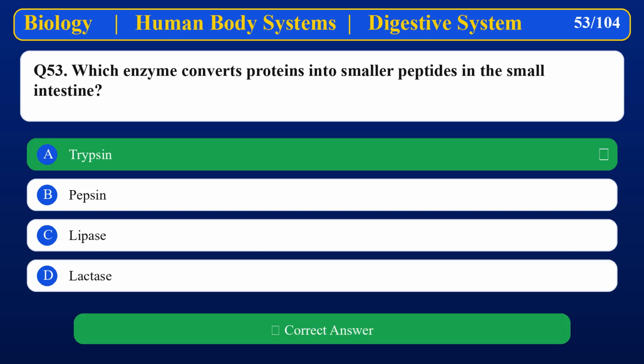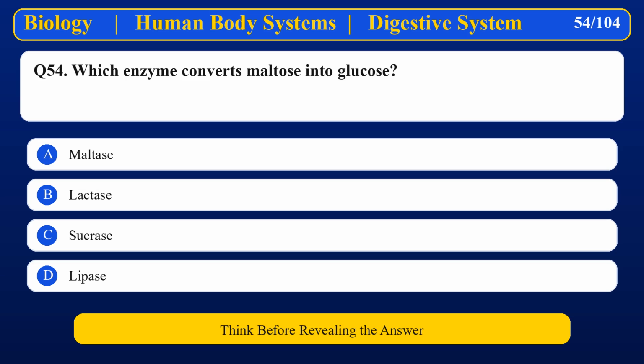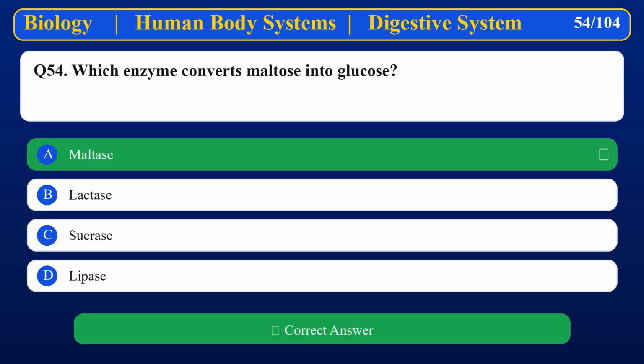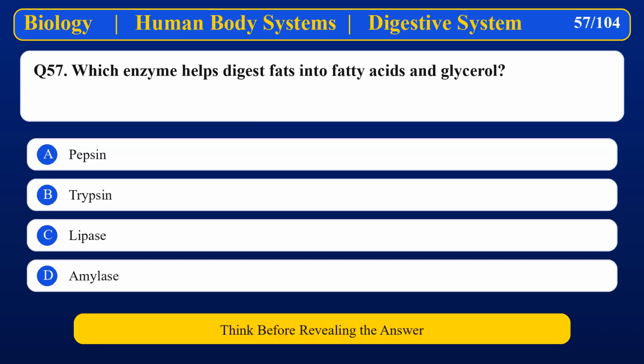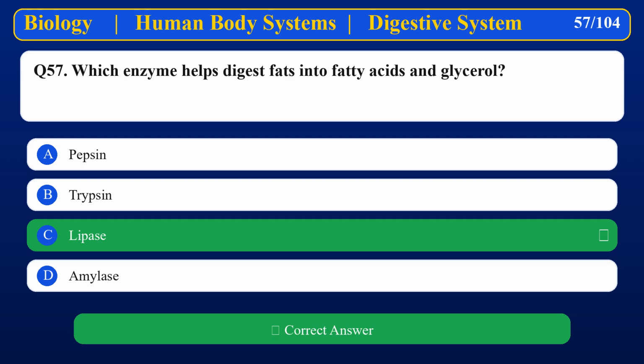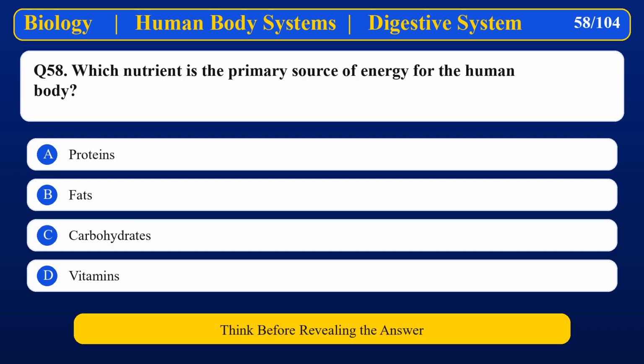Which enzyme converts proteins into smaller peptides in the small intestine? Trypsin. Which enzyme converts maltose into glucose? Maltase. Which enzyme converts lactose into glucose and galactose? Lactase. Which enzyme converts sucrose into glucose and fructose? Sucrase. Which enzyme helps digest fats into fatty acids and glycerol? Lipase. Which nutrient is the primary source of energy for the human body?